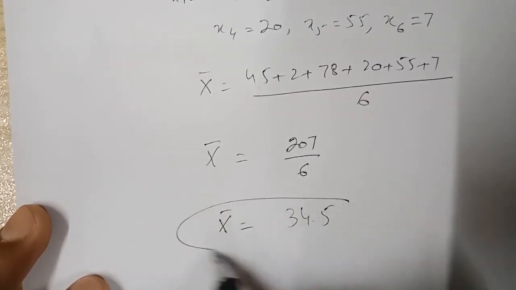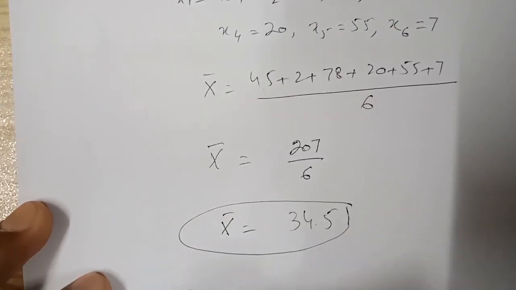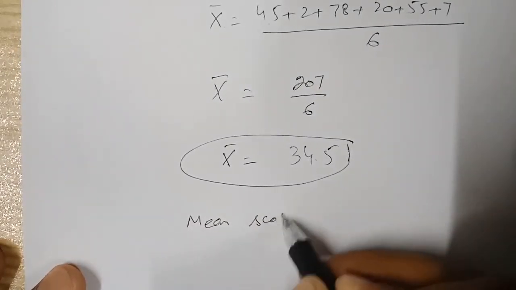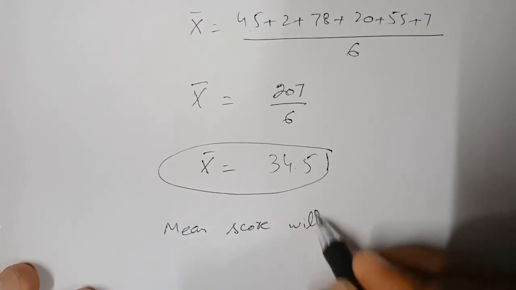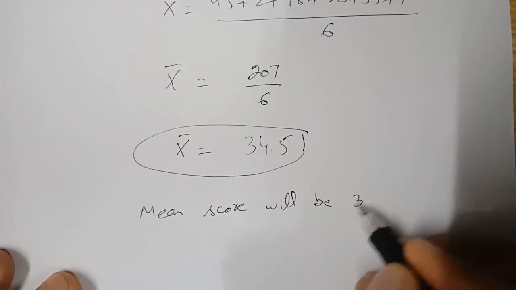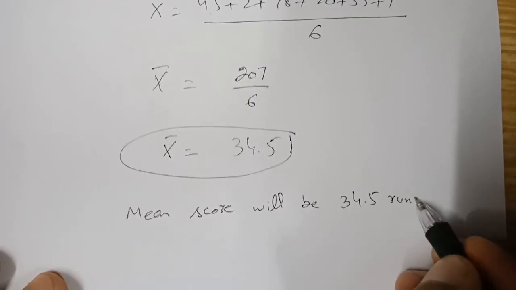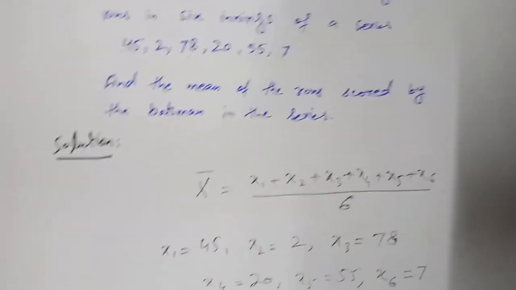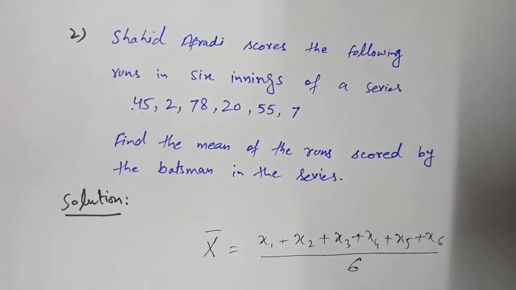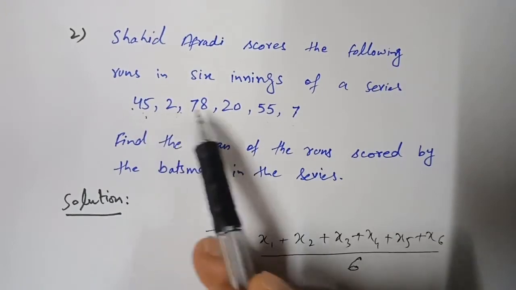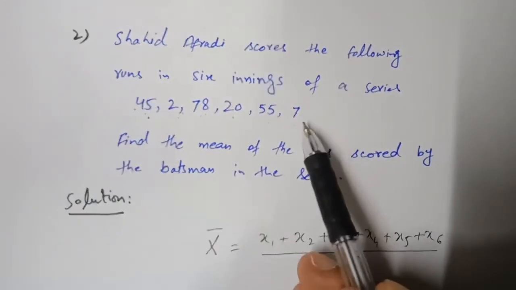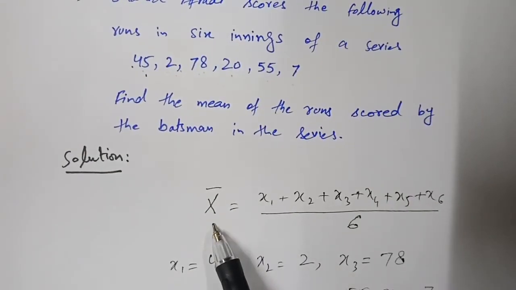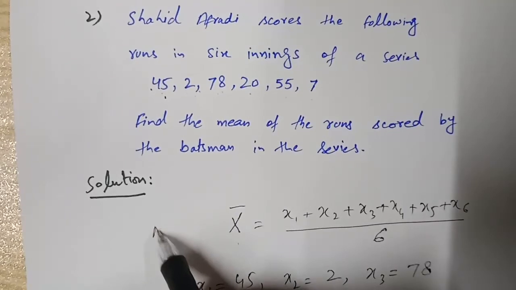Now this is the mean score. So this was the second example. We repeat it: we have these values 45, 2, 78, 20, 55 and 7. The task was to find x bar, in other words the mean. X bar is the mean.